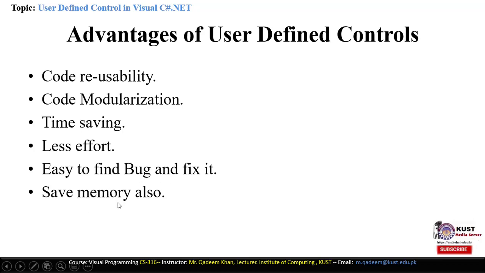It also saves memory as well, because the computer will compile and run the app once for the user-defined controls. Here we are using reusability, so we can also improve memory usage, and the memory is the cache memory. This means that the computer program will become faster because it reduces memory utilization.